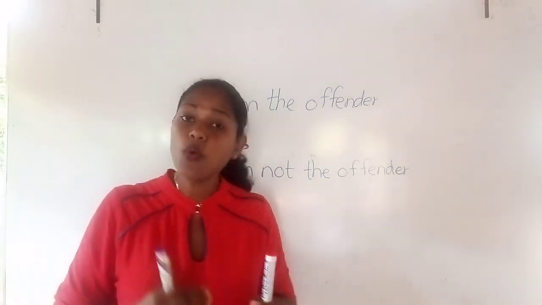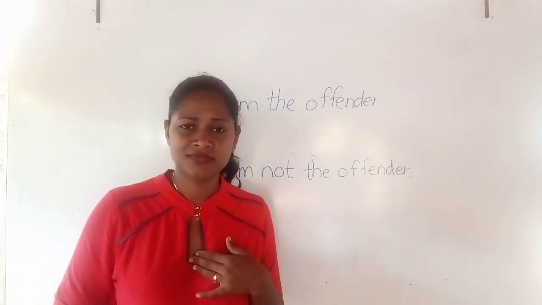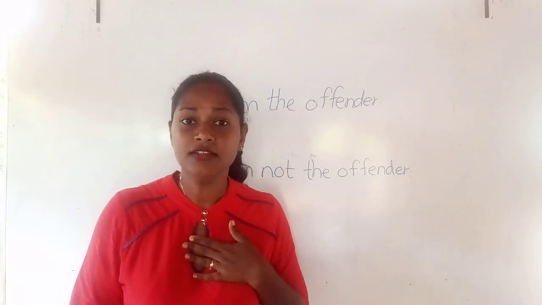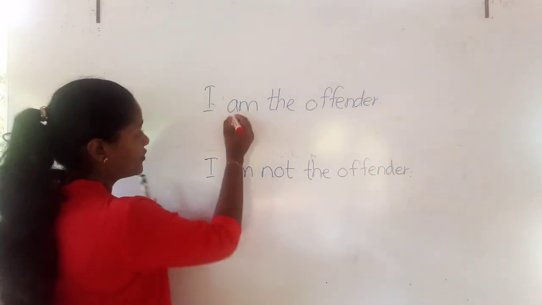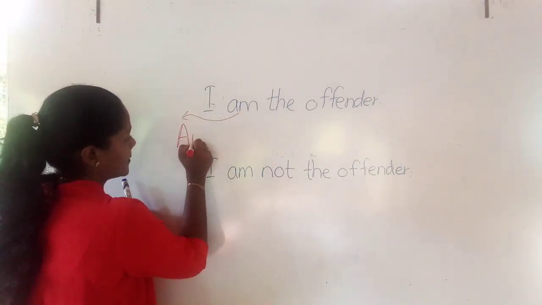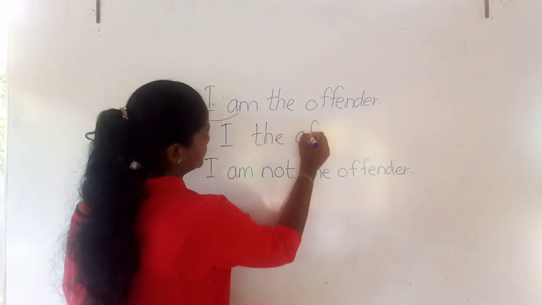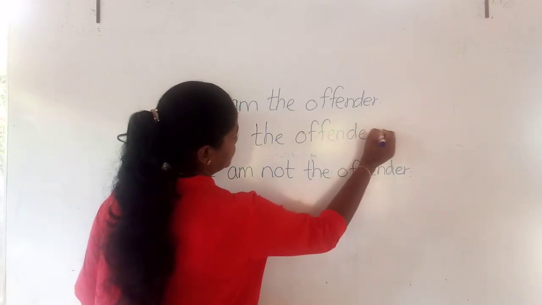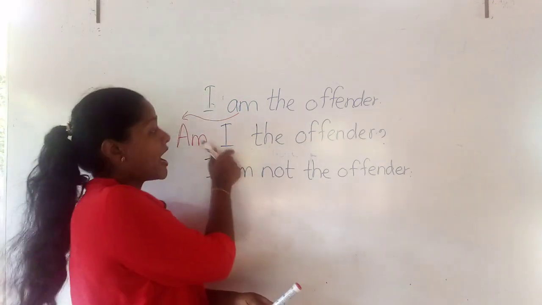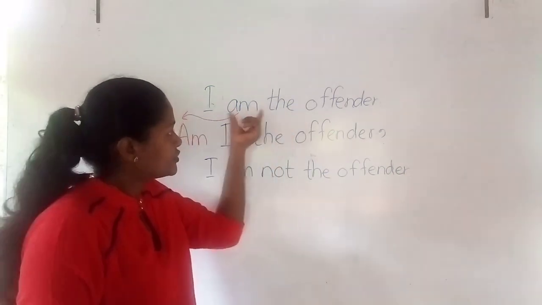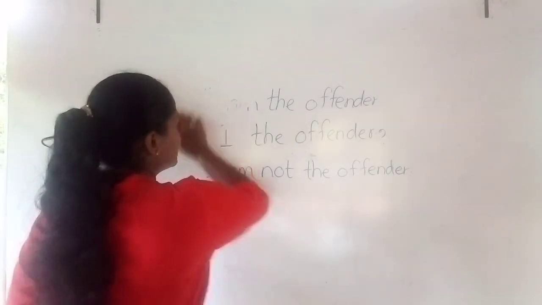Now I want to ask, am I the offender? Now how are you going to ask? How do you ask? Very easy, you have to take this out and ask. Am I the offender? Mama da varada karu? Am I the offender? That kind of very easy. You take this be verb out. Am kiyana be verb ekak period ganna. Right. Next look at the other example.